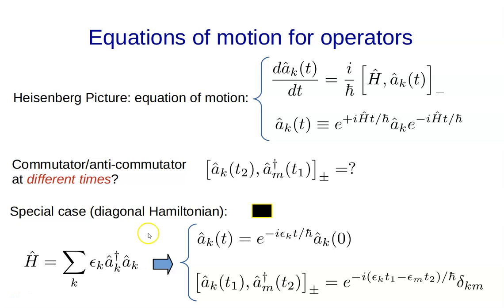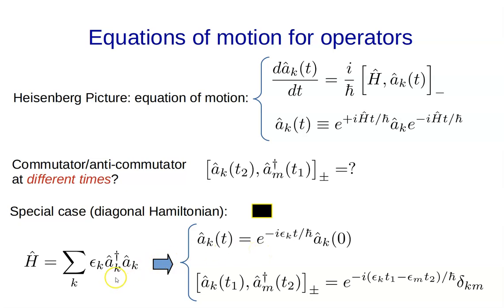Here I changed the slide a little bit to accommodate the calculation that we just made for the case where these indices are different. On the blackboard I called it k prime, let's call it m, but this is the phase that you get, right? So if k equals m, then you get the exponential of minus I epsilon k (t1 minus t2), the difference of times between them. So these are the cases where you have the commutator or the anti-commutator, depending on whether you have bosons or fermions, at different times.